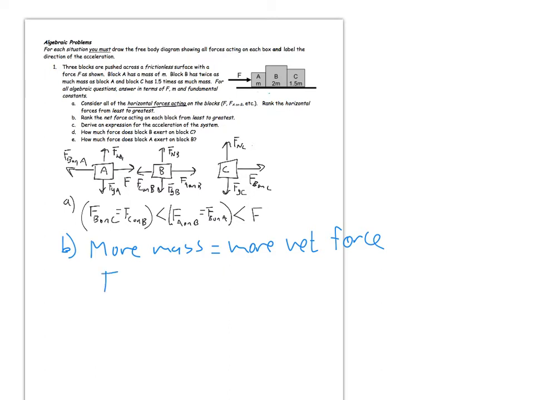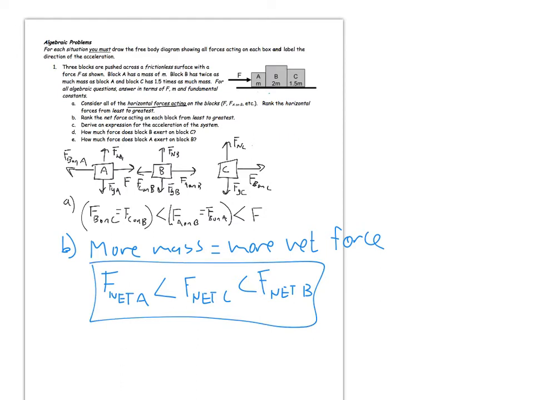So that means that the net force, or the sum of the forces on A, is less than the net force acting on C, which is less than the net force acting on B. And that's just because net force is proportional to the mass. All right, so the more mass we have, the more net force we have.